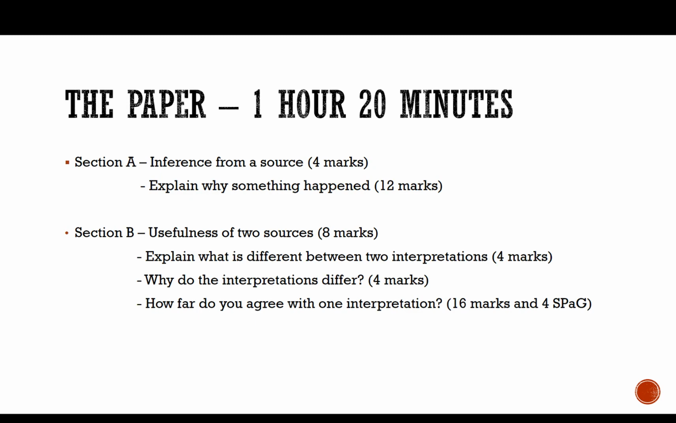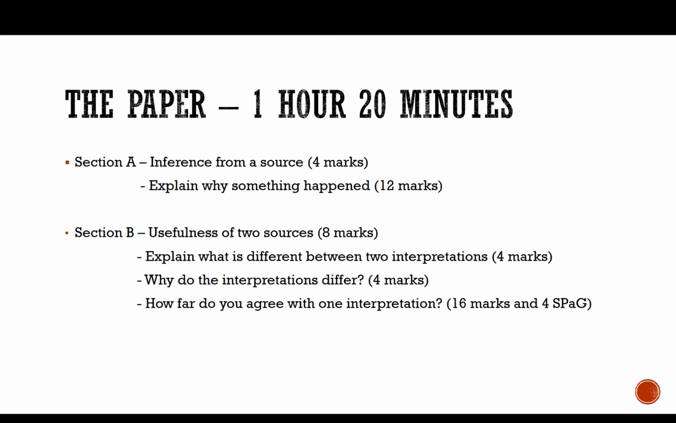First of all, the paper lasts an hour and 20 minutes, and you've got two sections. Section A, which is the one we'll look at today, includes an inference from a source, which is worth 4 marks, and an explain why something happened, which is worth 12 marks. Section B is where you're using sources and interpretations.